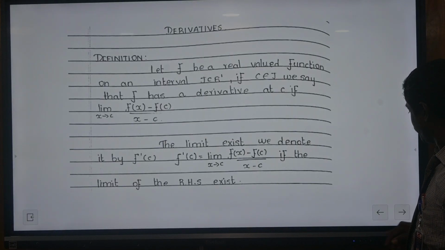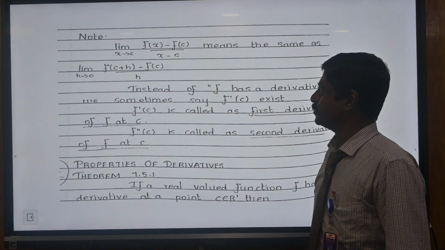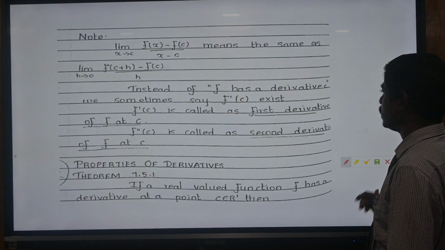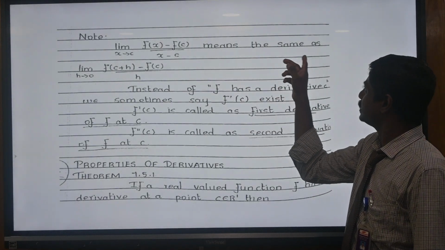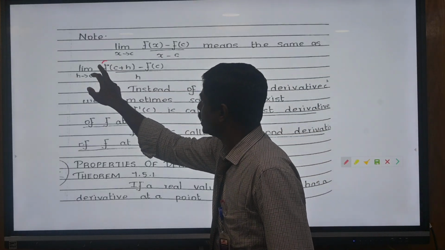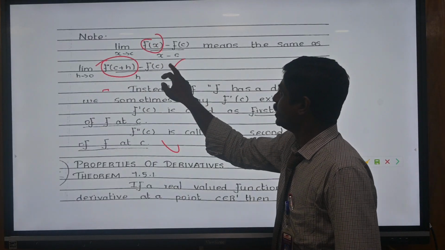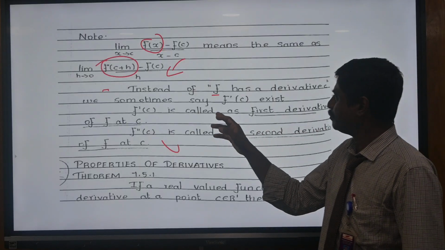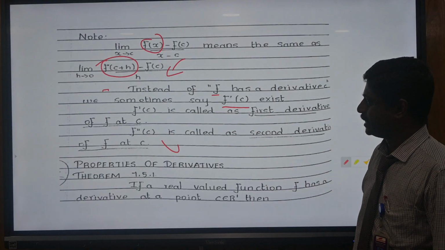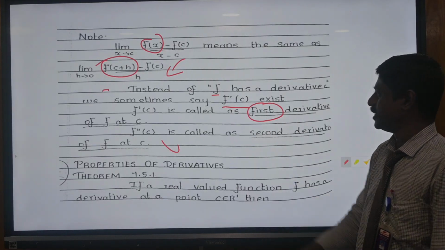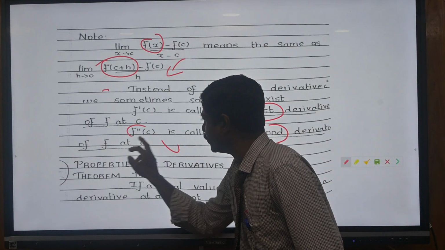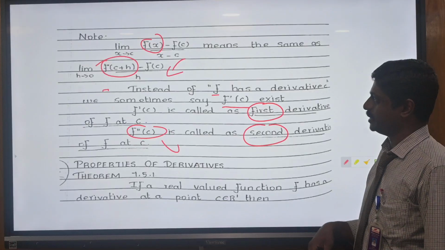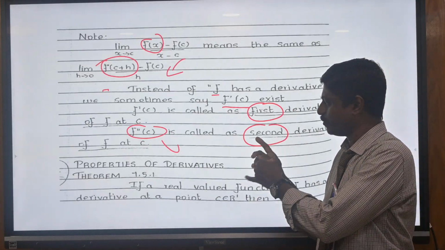So you know differentiation very well. Here we can just see the derivatives. Let us see the note. The limit as x tends to C of f of x minus f of C over x minus C means the same as, sometimes we see f of C plus h. Both have the same meaning based on the author. Instead of saying f has a derivative, we sometimes say f dash of C exists. F dash of C is called the first derivative, and f double dash of C is called the second derivative at C. This is just the notation: what is the first derivative, what is the second derivative.